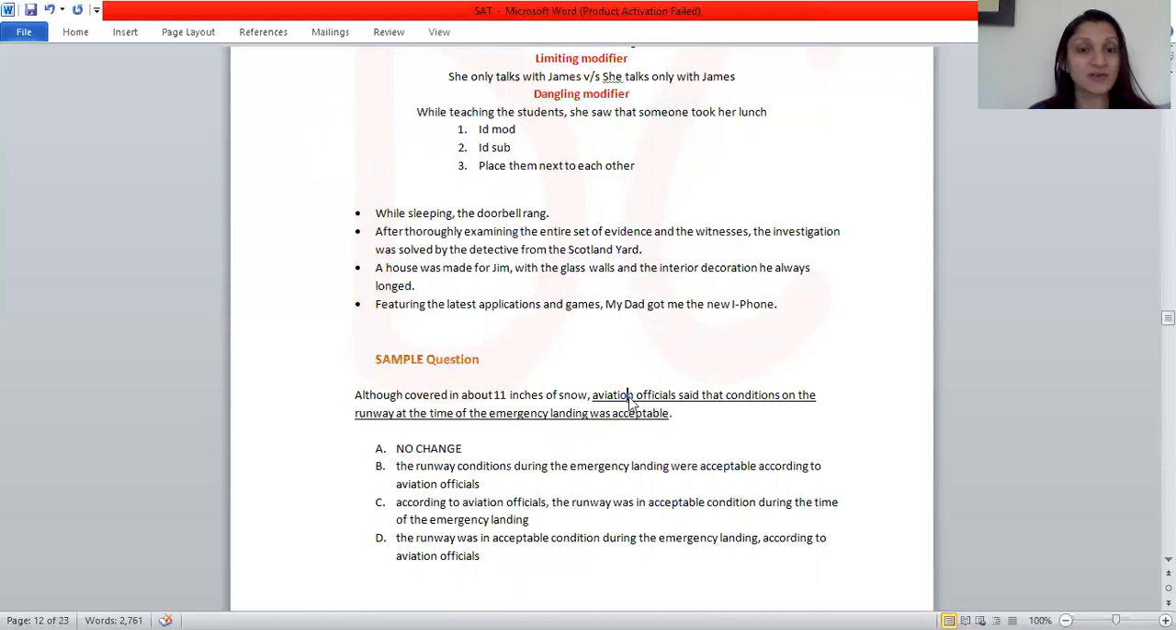The officials are covered or the runway is covered? Obviously the runway is covered, right? The officials cannot be covered. So we know that the original answer and option C are definitely out. Between B and D, again very easy. B says the runway, but then it says the runway conditions. Can the conditions be covered? No. It is the runway that will be covered. So because of conditions, this goes out, and because of the officials, these two go out. So it looks like a long sentence, but it can be solved easily, very quickly. And hence, D is the correct answer.